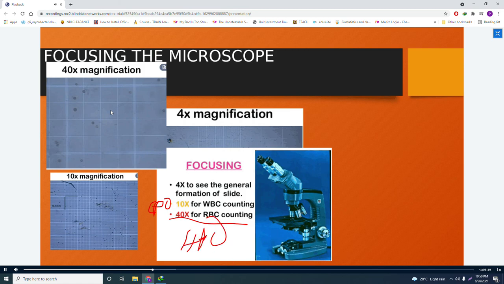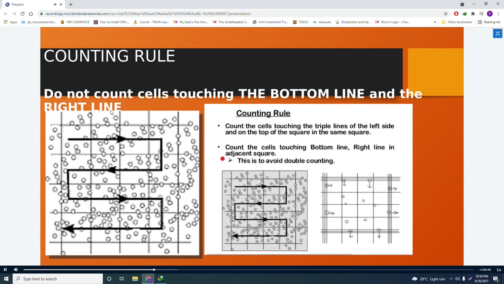If you still remember your microscope, walang kamatayang microscope. Masakit yung ulo nyo parang nag-algebra ulit. Alright. This counting rule class, I will discuss this tomorrow na. Tapos na, kasi baka sumakit lalo.